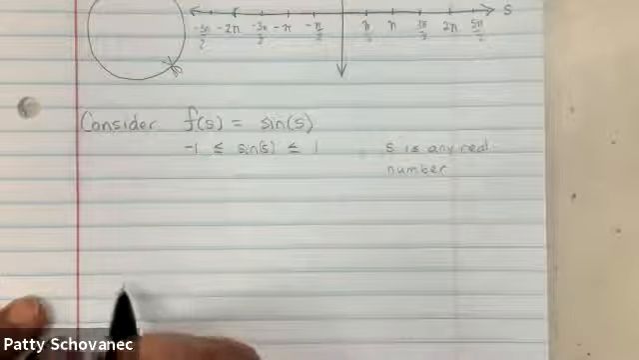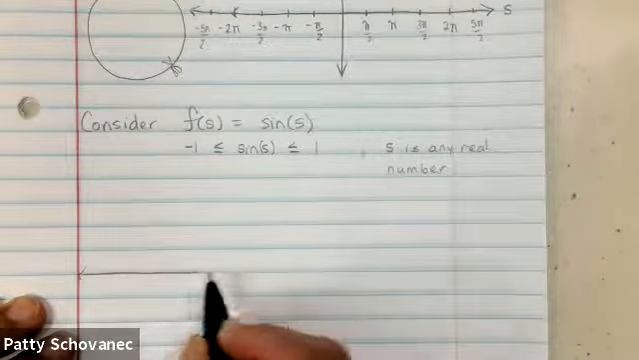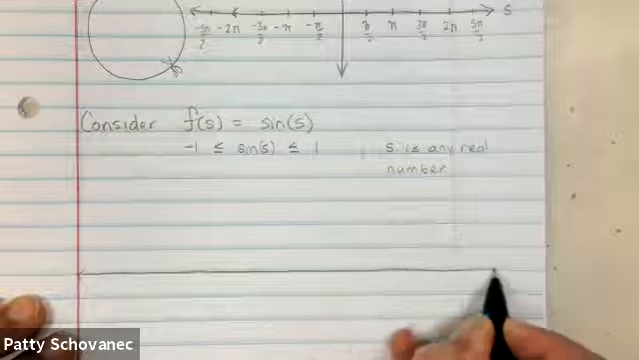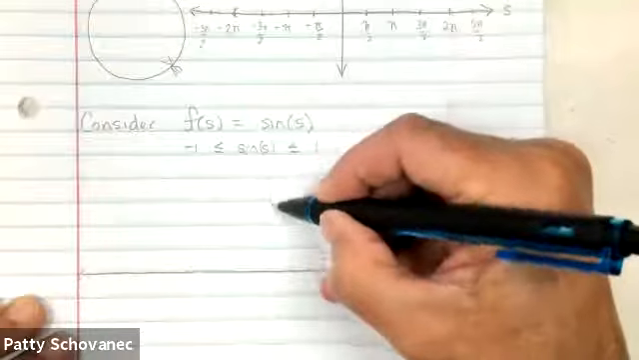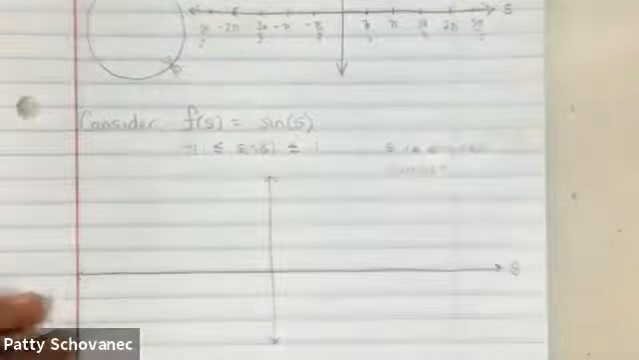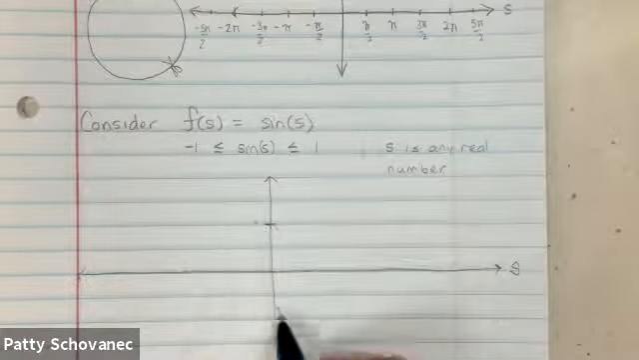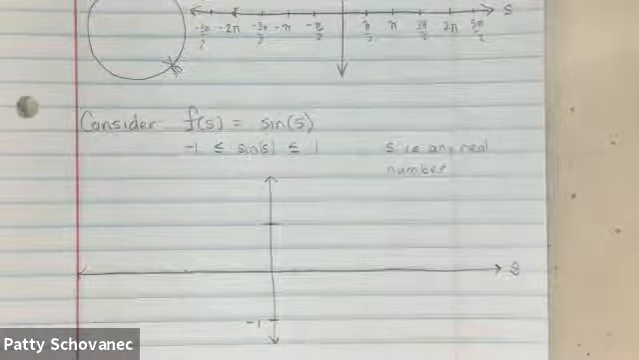So let me make my s-axis down here. Get it kind of straight. All right, there's my s-axis. And put the f of s-axis here. And I'm not going to use the same scale. I'm going to say that this is 1 unit here. Now pi is about 3 of those, but I don't have room to put that on here.